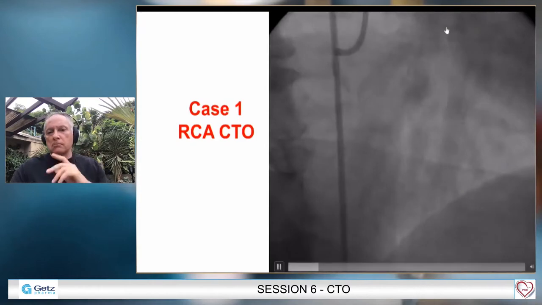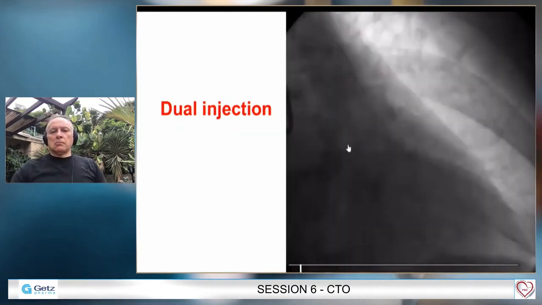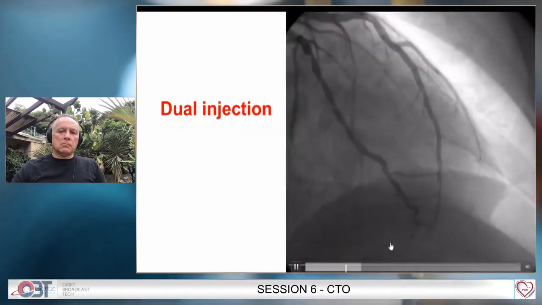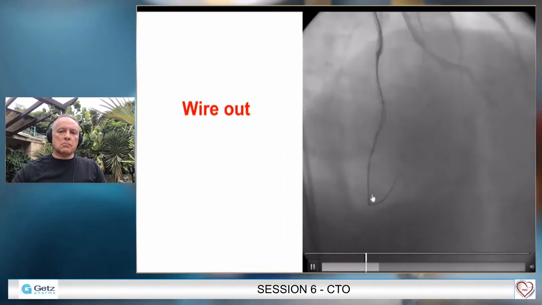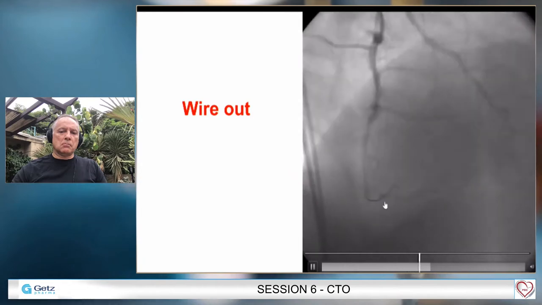This is an example of a case of a right coronary artery CTO. This is a dual injection showing filling of the distal vessel. The wire here seems to be outside the vessel.